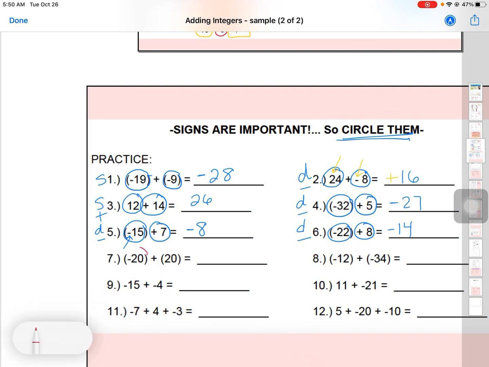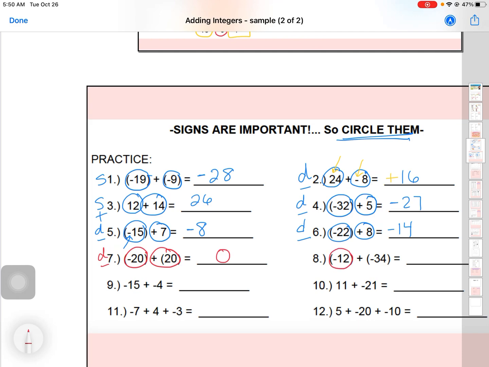So going into the next one, I've got a negative 20 and I've got a positive 20. The parentheses around those are just holding the signs next to it or no sign at all. They're not really needed there. So I don't have to be worried about the parentheses around this 20. It's just holding that number. Here the signs are different, so I'm going to subtract. And when I subtract them, they cancel each other out, and the answer is 0.